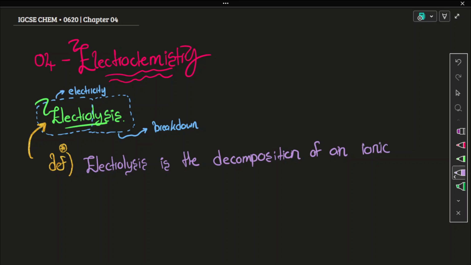Don't try to focus too much on this ionic compound thing. You know ionic compounds right now, so you've done chapters 1, 2 and 3, so you are introduced to ionic compounds there, so don't stress too much about that. Honestly, even if you don't have that introduction, it'll be fine. Once we discuss examples, you'll see why we talk specifically about ionic compounds. So simply the decomposition of an ionic compound.